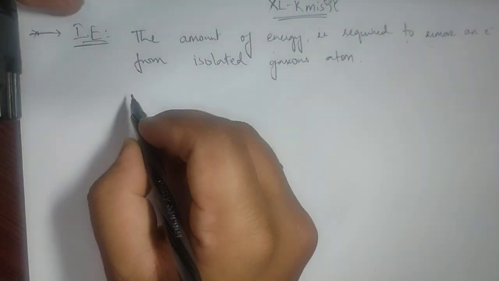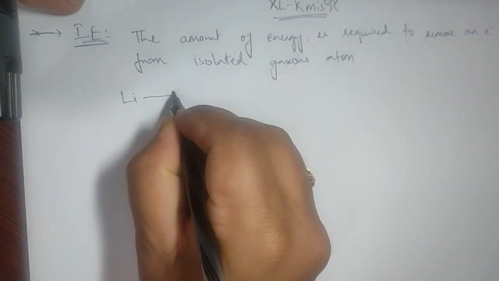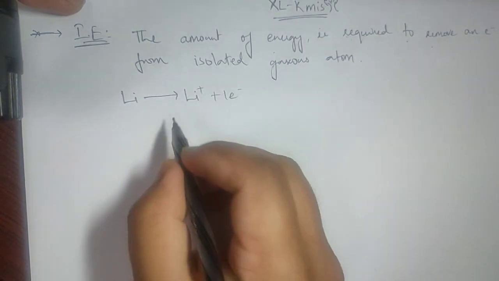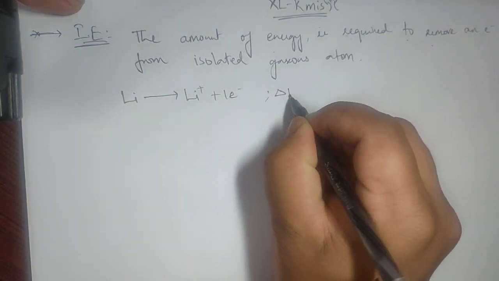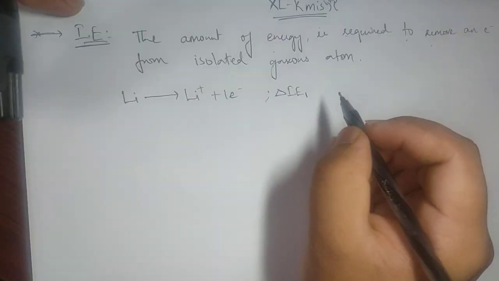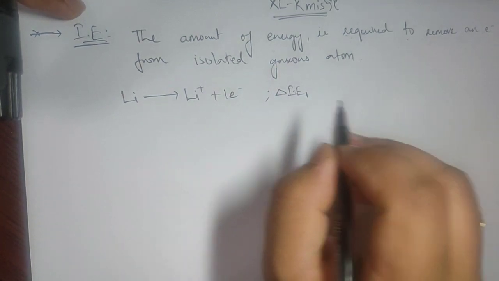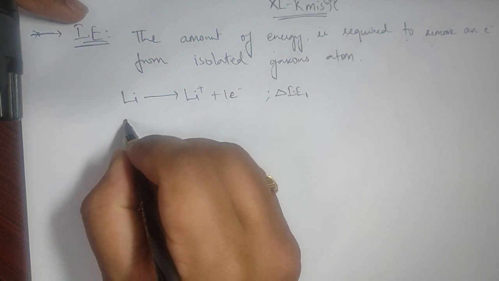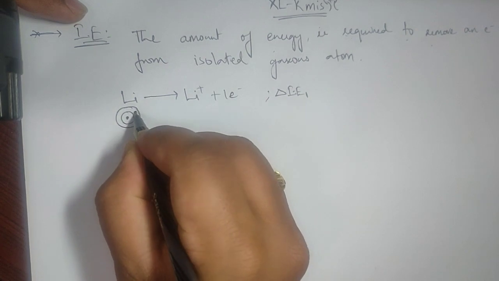So for example, let me take lithium, with the tendency to lose one electron: Li gives Li plus plus one electron. For this process to happen, the energy change is called ionization energy, and we call it IE1. The difference in the energy, whatever the energy change happened, is called ionization energy 1. So lithium's configuration is 1s2 2s1, right? So 1s2 2s1. So this one electron.